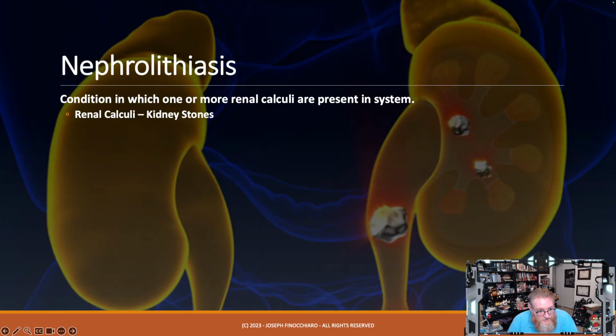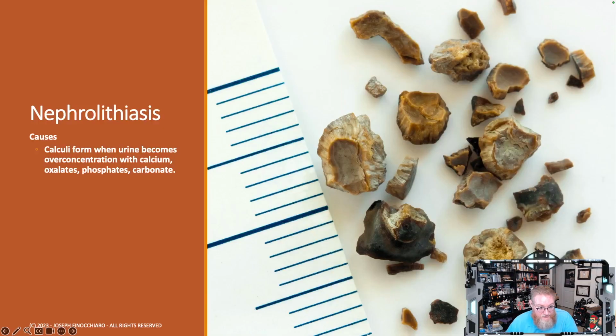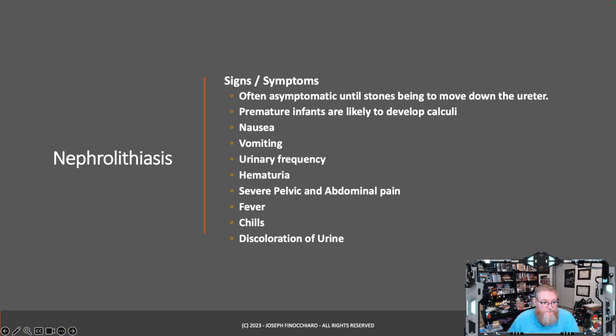Nephrolithiasis, a condition in which one or more renal calculi are present in the system, and renal calculi are known as kidney stones. Nephrolithiasis causes, really it's when a calculi forms when urine becomes overconcentrated with calcium oxalates, phosphates, and carbonate. So the big thing here is you need to be urinating frequently and you need to be drinking lots of water, and that will help prevent against the formation of kidney stones.